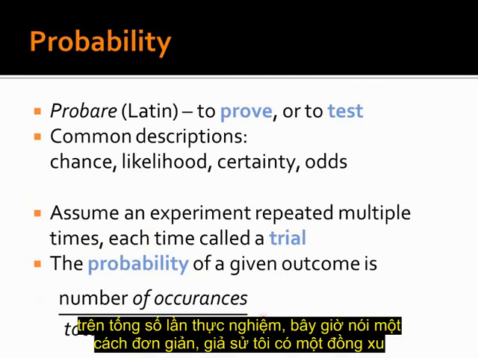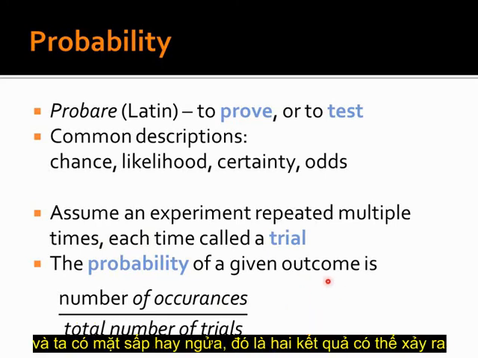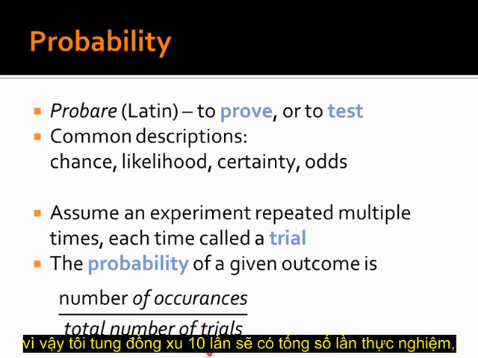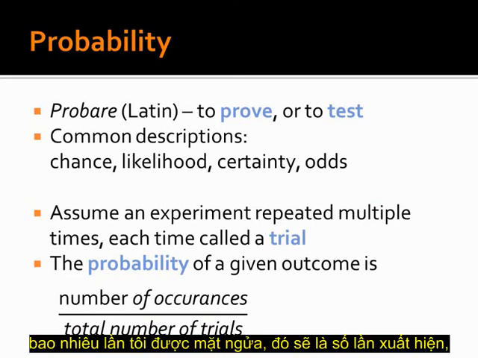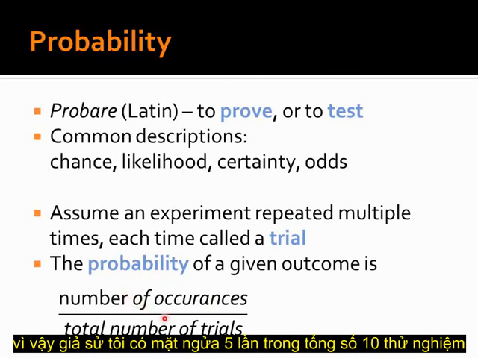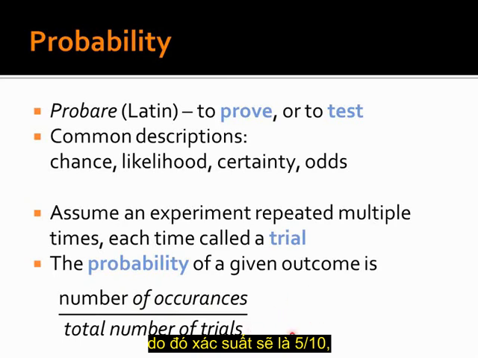Now simply speaking, let's say I have a coin with heads and tails. Those are two possible outcomes. So, I flip the coin once, I call it a trial. So I flip the coin 10 times, that will be the total number of trials. How many times do I get heads? That would be the number of occurrences. So let's say I get heads 5 times out of a total number of 10 trials, so the probability would be 5 over 10, which means half, or 50% of the time.